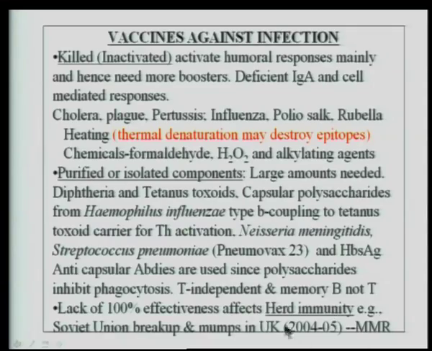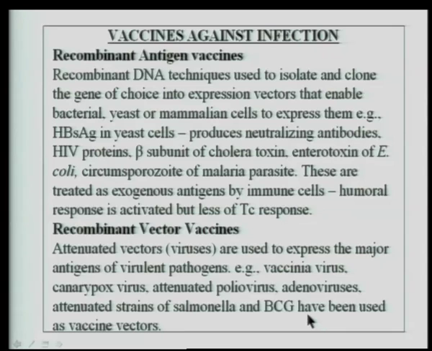Another example of course is mumps in the United Kingdom, which went up quite a bit in 2004 and 2005, because the type of MMR vaccine that was used was altered just a couple of years earlier. And that made mumps go up in the UK, and then finally, the MMR vaccine was brought back to control such a resurgence of mumps.